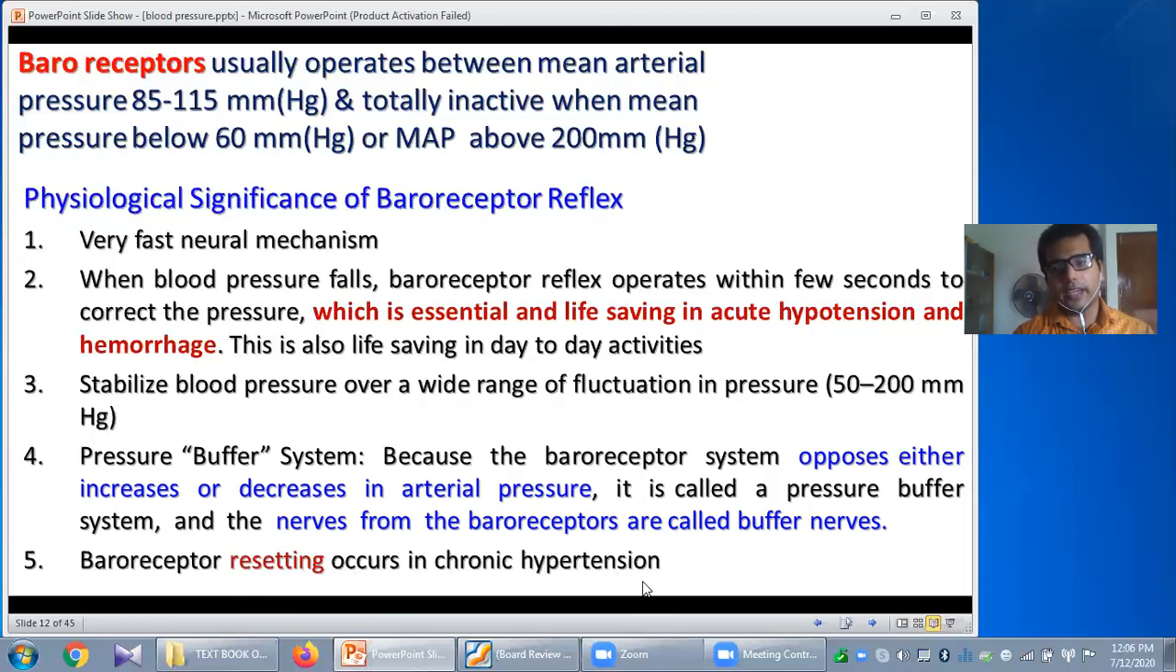It is just like the regulation of temperature. You know, there is a set point for temperature regulation. Sometimes this set point may be elevated, and then you will experience fever. The same thing happens: this set point will be reset in case of chronic hypertension. So the baroreceptor is very effective during rapid or acute change of blood pressure. Is it clear?